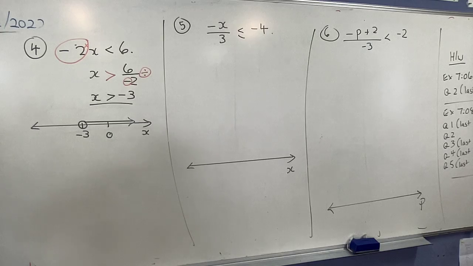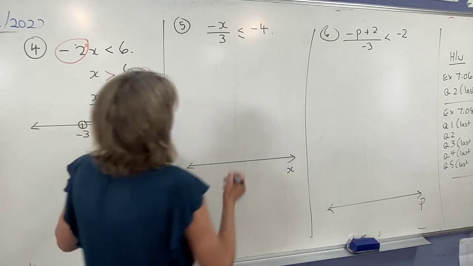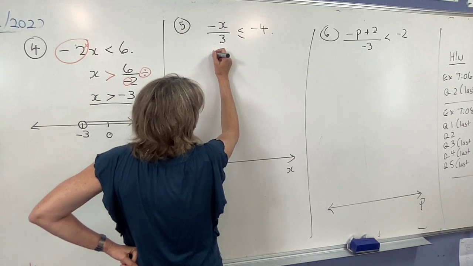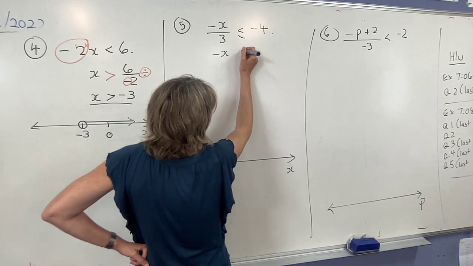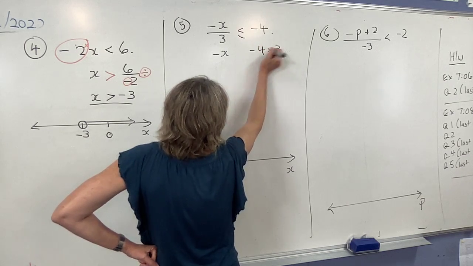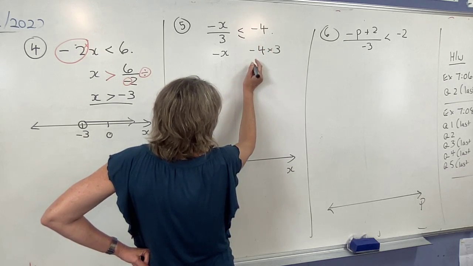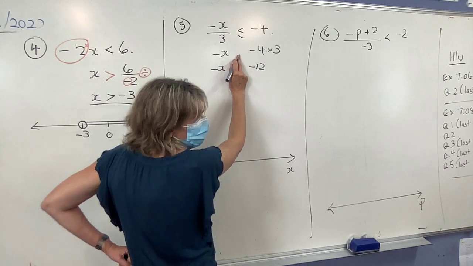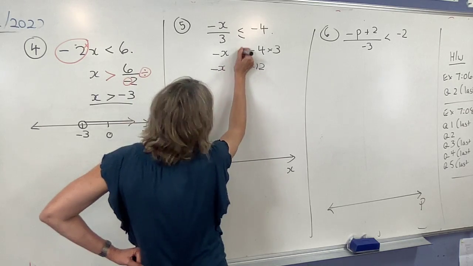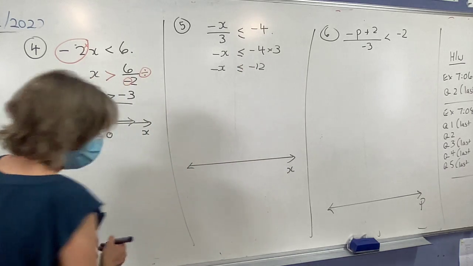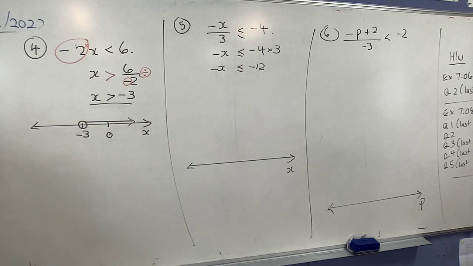Okay, next one, Toby, number 5. So you take the 3 over, yep, and then it'd be minus x is, and then it'd be minus 4 times 3, yeah, and then that works out to be 12. Oh, negative 12. Okay, what's the sign in the middle? The same as above. Same as above because we're not timesing by a negative.